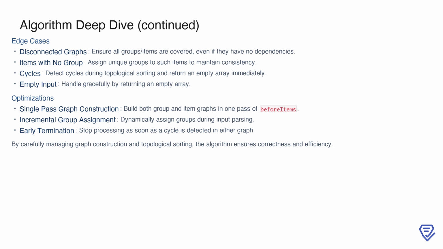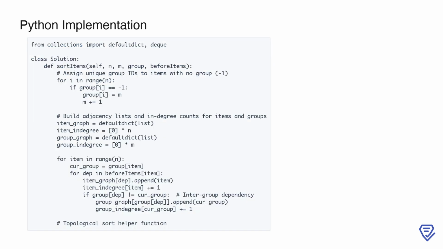To solve the problem, we start by addressing items that don't belong to any group. These are represented by a group ID of -1. For such items, we assign them unique group IDs starting from the current count of groups, m, and increment the group count as we go. This ensures every item is part of a valid group.